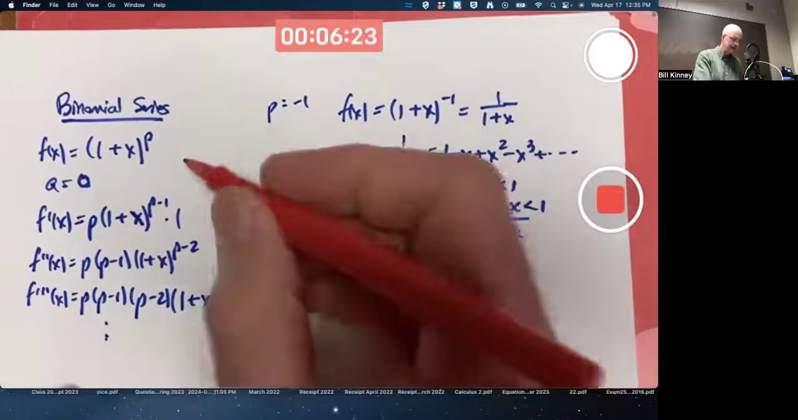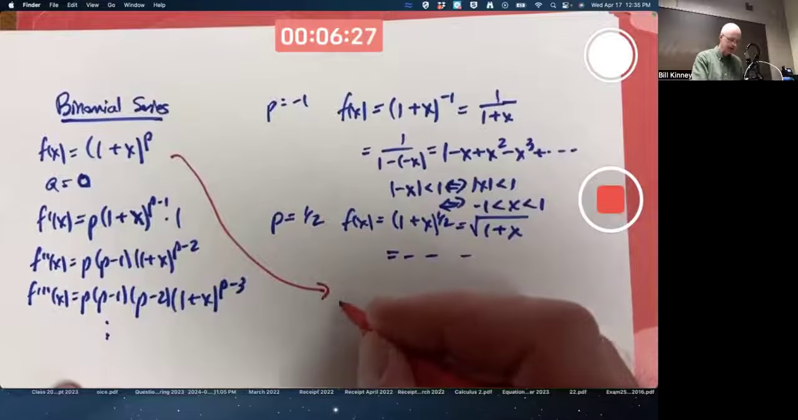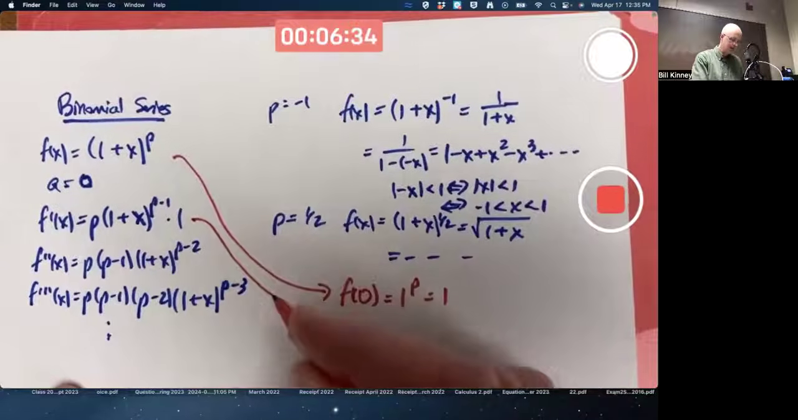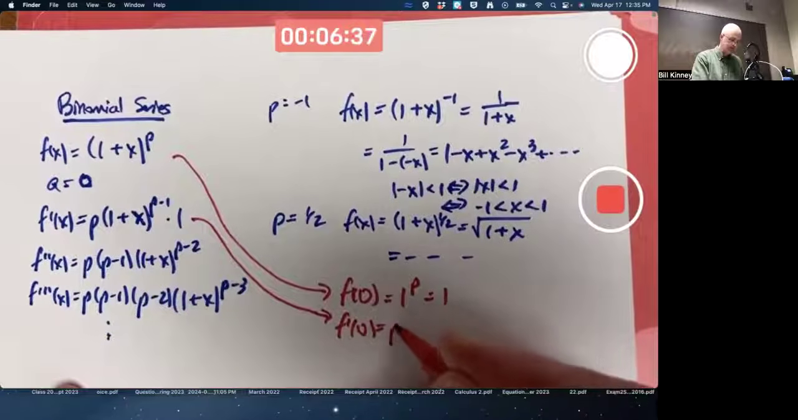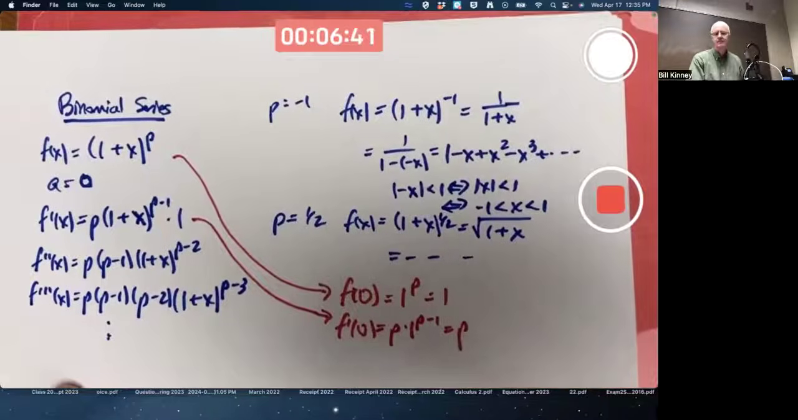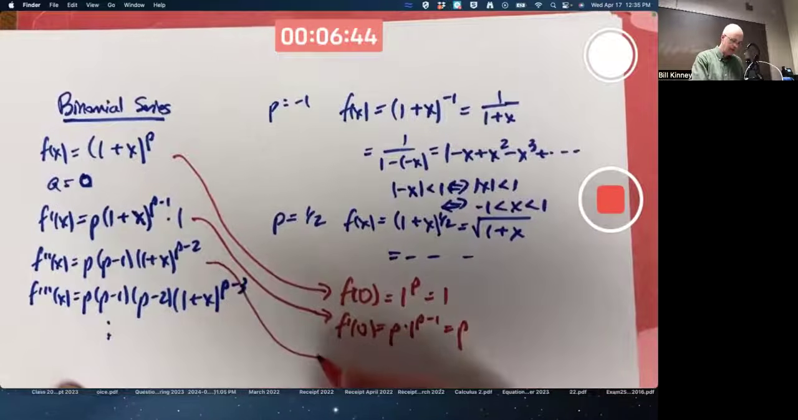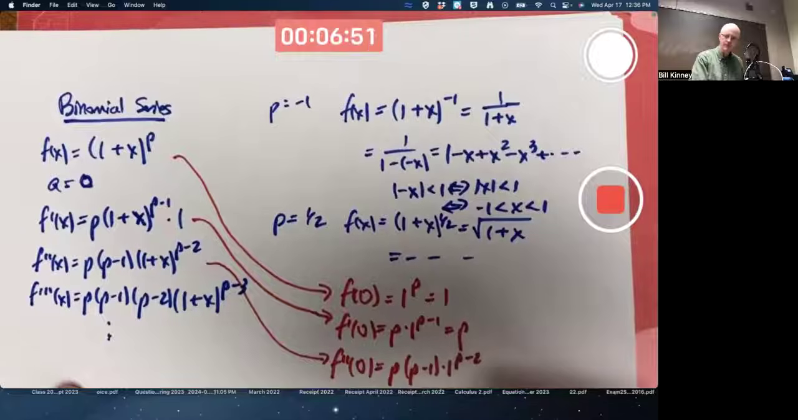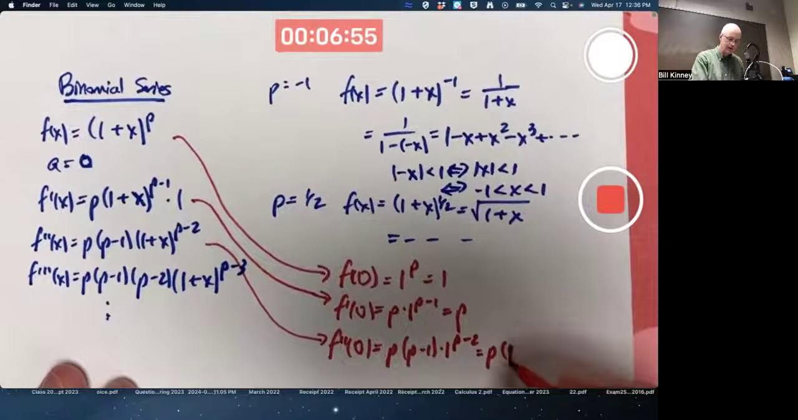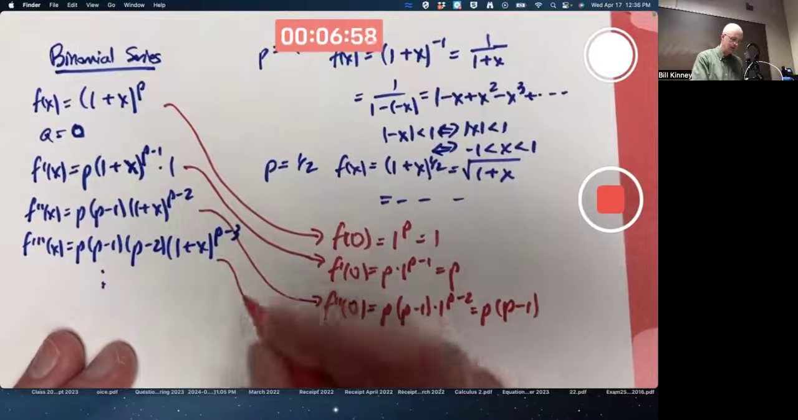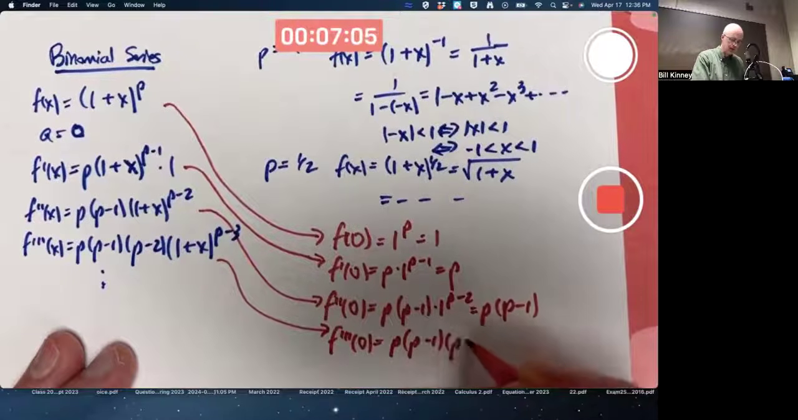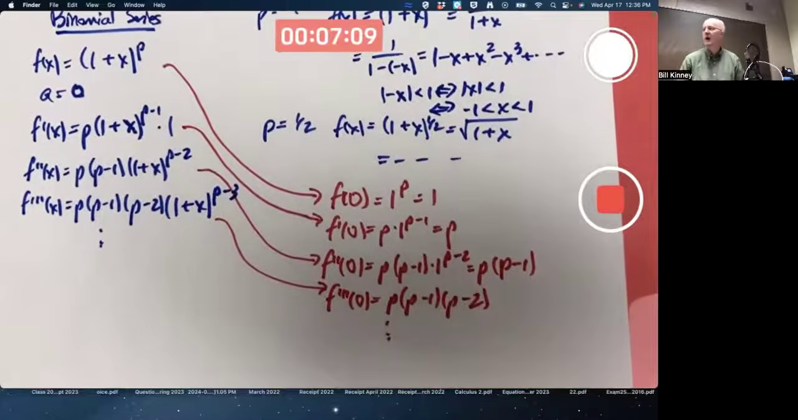But now we want to plug in 0 into all these things because we're expanding about a equals 0. f(0) is 1^p, which is 1. f'(0) is p times 1^(p-1), which is p. f''(0) is p(p-1) times 1^(p-2). Again, 1 to any power is 1. So we get that. f'''(0) is going to be, in the end, p(p-1)(p-2). The pattern continues. f''''(0) would be p(p-1)(p-2)(p-3).